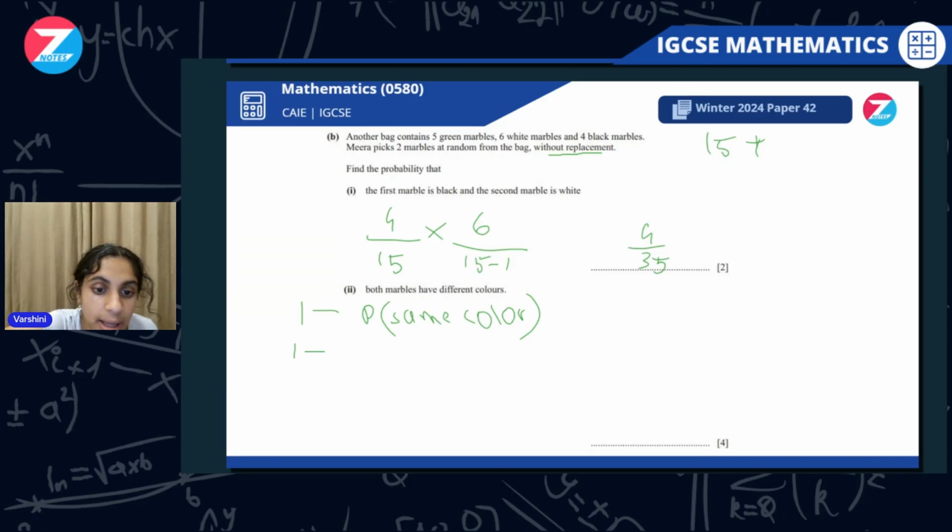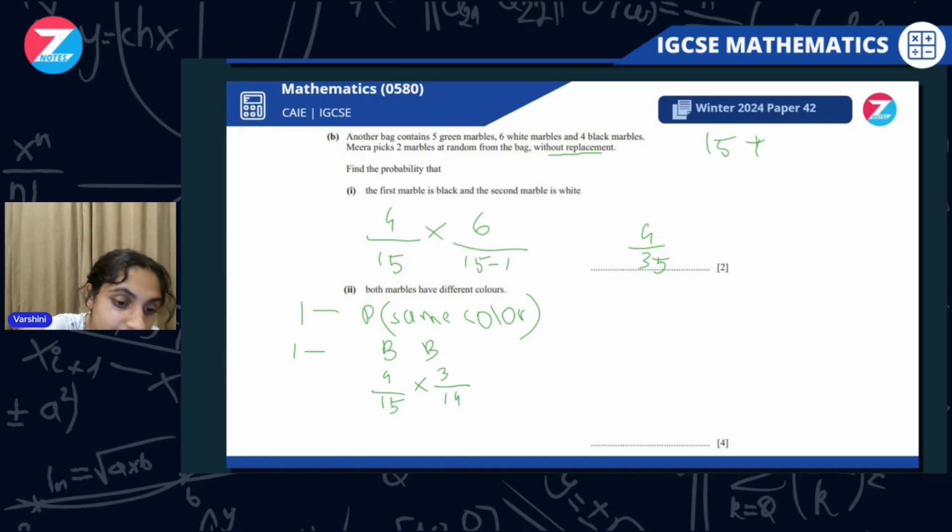So first, let's take that they're both black. So 1 minus black and black, which will be 4 by 15 again, into, remember, the next marble. After taking 1 out, there will only be 3 marbles left. So it's going to be 3 by, the total again is going to decrease by 1, so 3 by 14.